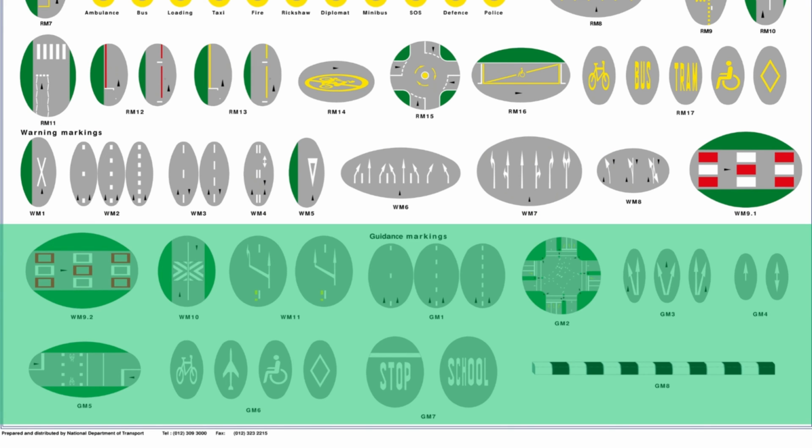Guidance markings, also known as informatory markings, are road markings that provide information to drivers about the road ahead. They are typically white, and they are used to supplement information signs and signals.